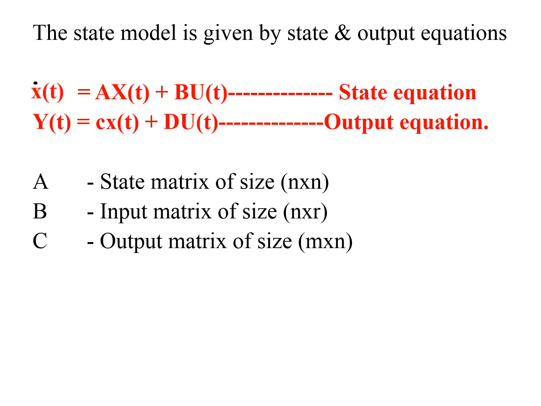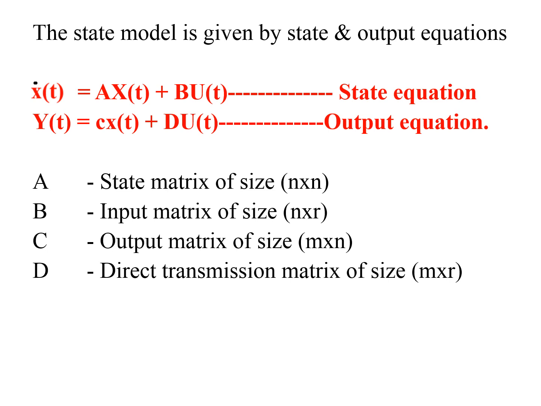Similarly, C is the output matrix. The size of the output matrix is m by n. Similarly, D is the transmission matrix, also known as the direct transmission matrix. The size of the transmission matrix is m by r.